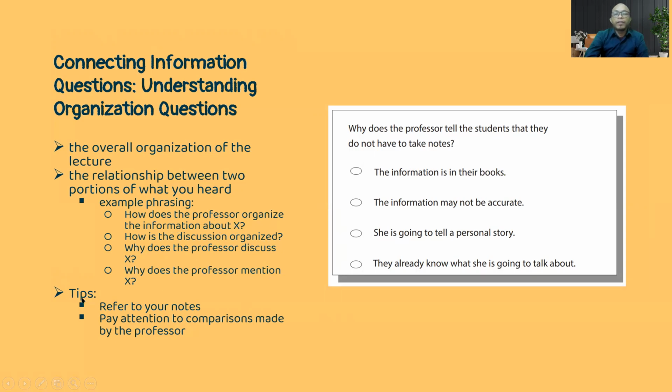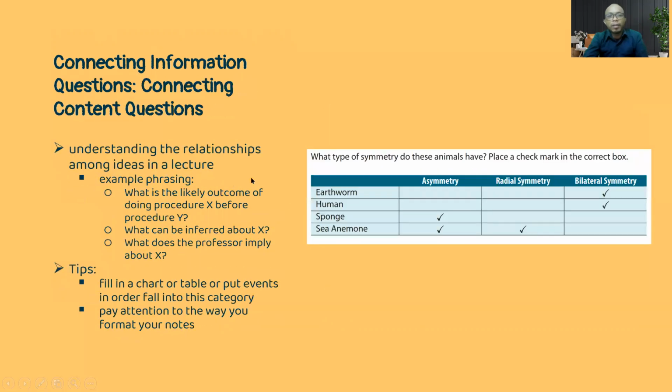Now, the strategy or the tip for this is, again, use your notes to help you identify the key information. And then sometimes the comparisons that the professor makes in the listening will help you to understand the way he or she organizes his or her lecture, right? Okay, the next one, this is the last one in the connecting information questions, I believe. It's about connecting content questions, okay?